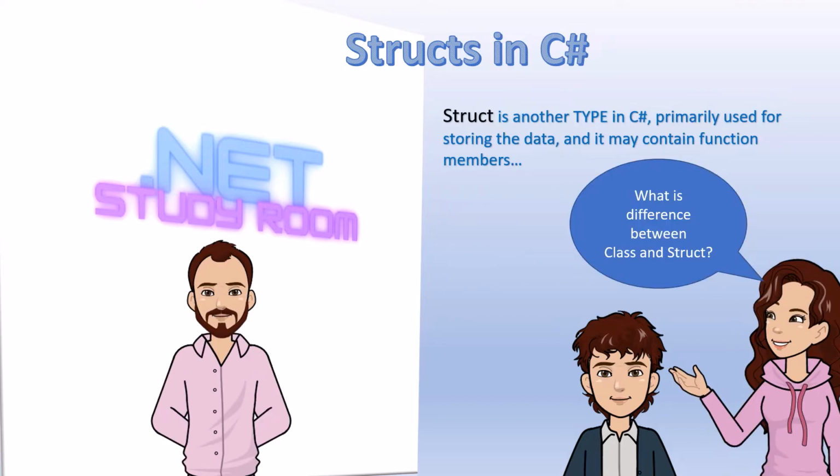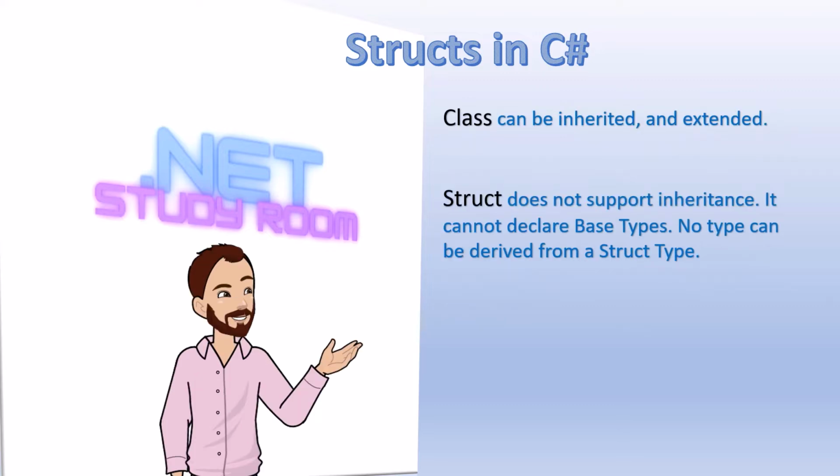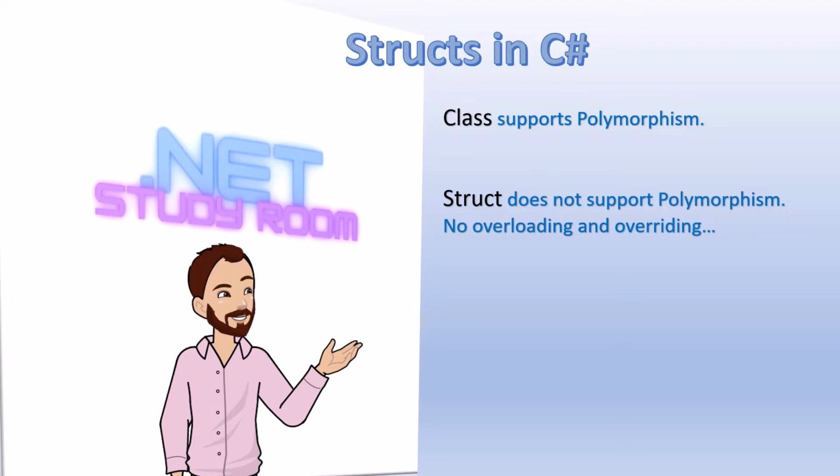Then Mark, how does a struct differ from a class? Well, to begin with, a class is a reference type. On the other hand, a struct is a value type. That means, when you create an instance of a struct type, the data is stored on the stack, and not on the managed heap. Another major difference is, a struct, unlike a class, cannot be inherited. You cannot derive another type from a struct. In other words, a struct does not support the concept of inheritance. Also, a struct does not support the concept of polymorphism. Means, you cannot overload or override a struct type.